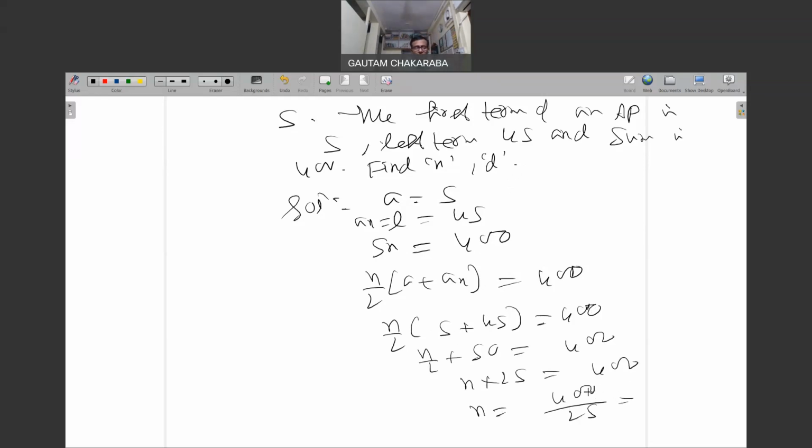Now simplify this part. After that, apply the identity: nth term is equal to a plus n minus 1 into d. Find d here. Put the value of n and a, and the nth term is already 45, and after you calculate you will find the value of d. Okay.